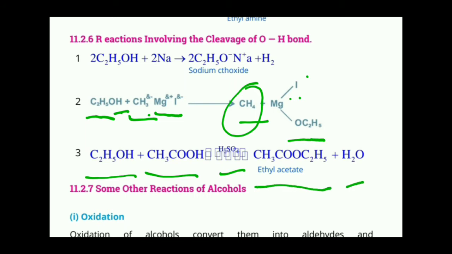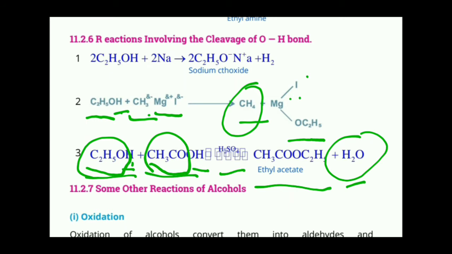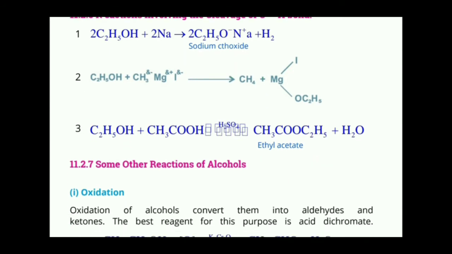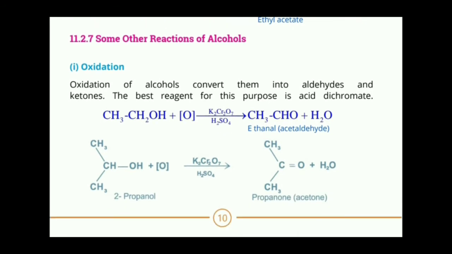in the presence of water. How does ester form? Basically H from ethanol and OH from carboxylic acid are removed to form water, and the other groups, C2H5O and CH3CO, unite to form ethyl acetate, which is ester. Alright. Now coming to some other reactions of alcohols.